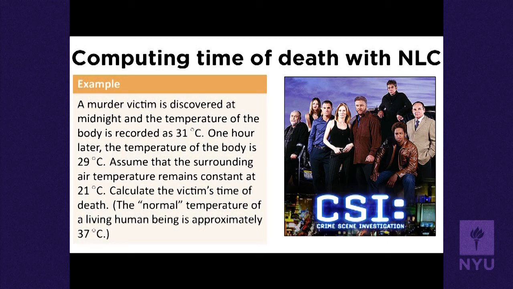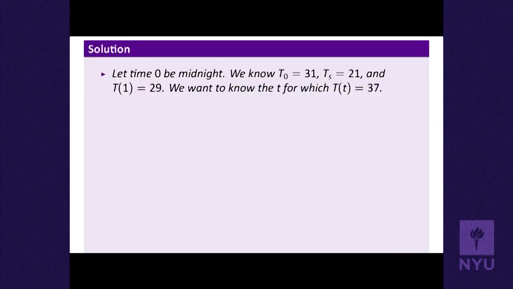All right, so what equation do we have? Our equation is the same temperature equation. Initial temperature is 31 degrees. The surrounding temperature is 21 degrees. And temperature at time 1 is 29 degrees. Now, when I say initial temperature, I don't mean the initial temperature of the person. I mean the temperature when I got there, right, at the moment the experiment started. I want to know how long ago the temperature was 37.